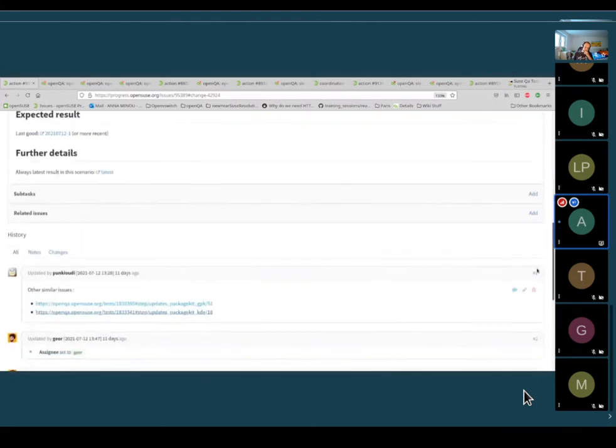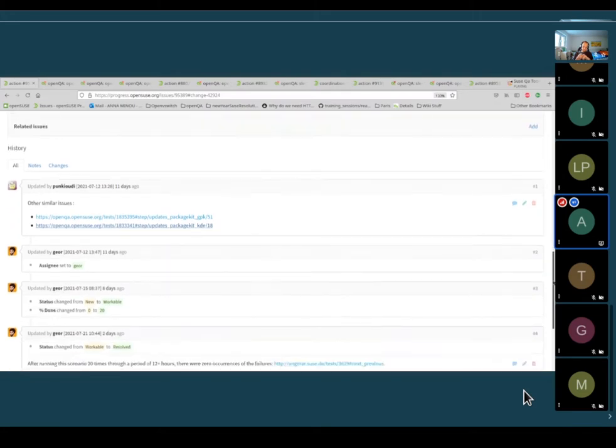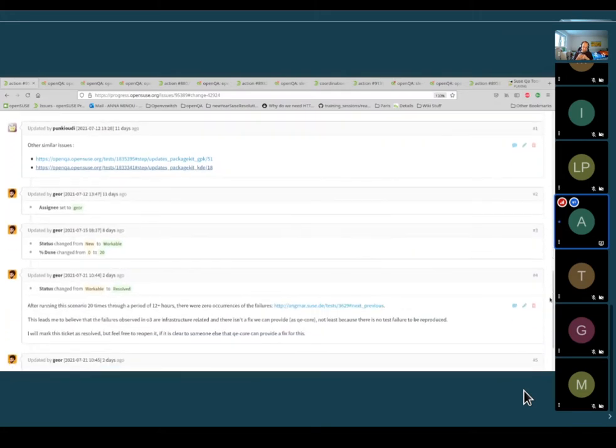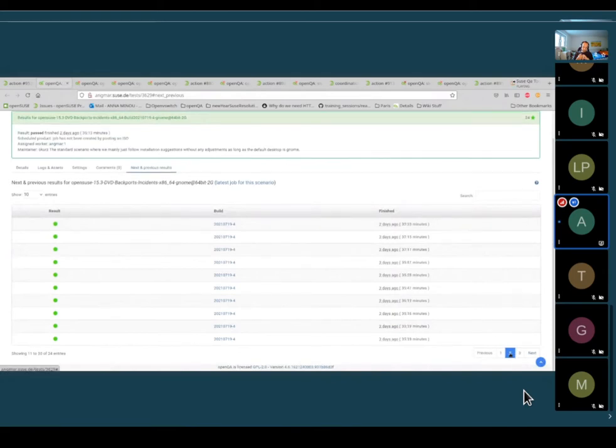I have here the other similar issues, and George took this ticket. He said he ran this test 20 times over a period of 12 plus hours. And here, as he also says, there were no failures. He didn't manage to reproduce it at all. So this is one thing that I have seen.